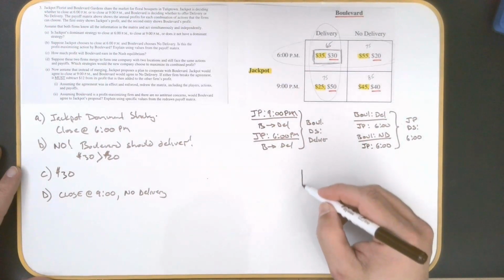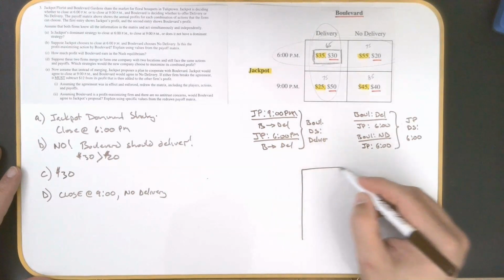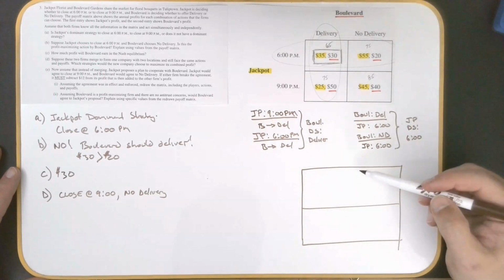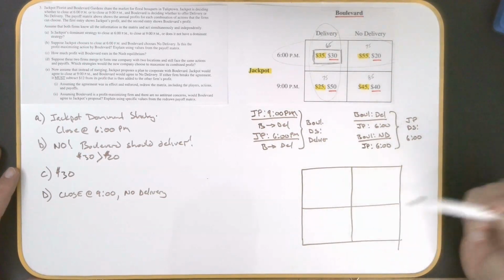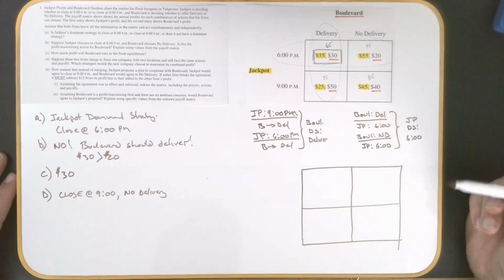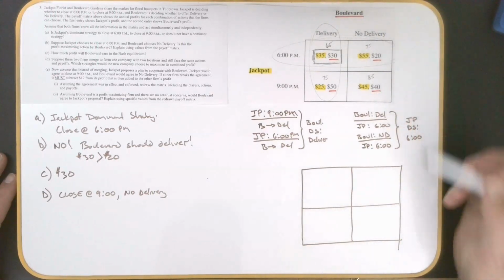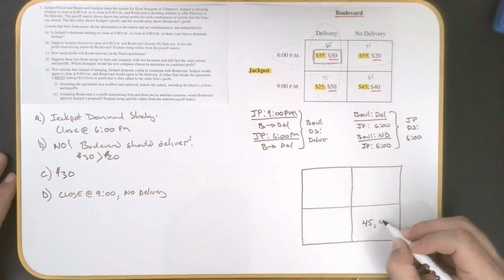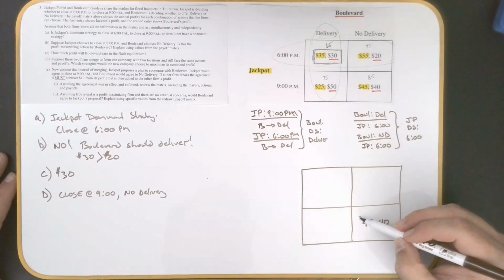I'm just going to draw the rectangle. We'll divide this and see if we can figure this out. Okay. So here's the agreement, right? So this is what's going to happen. We're going to go 45 and 40. Okay, so here was the deal.